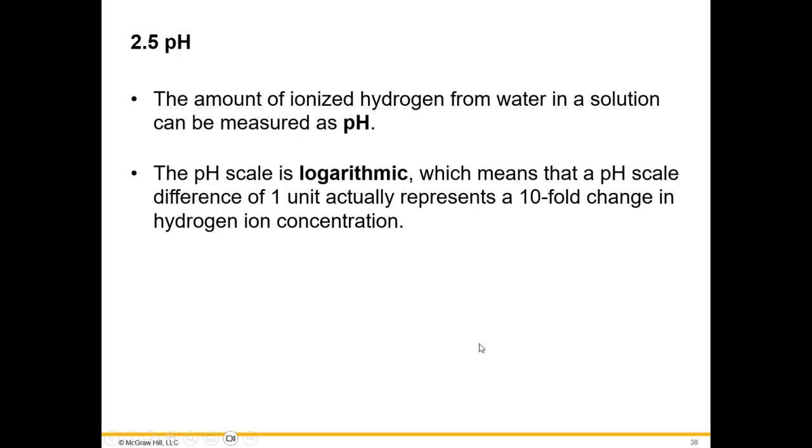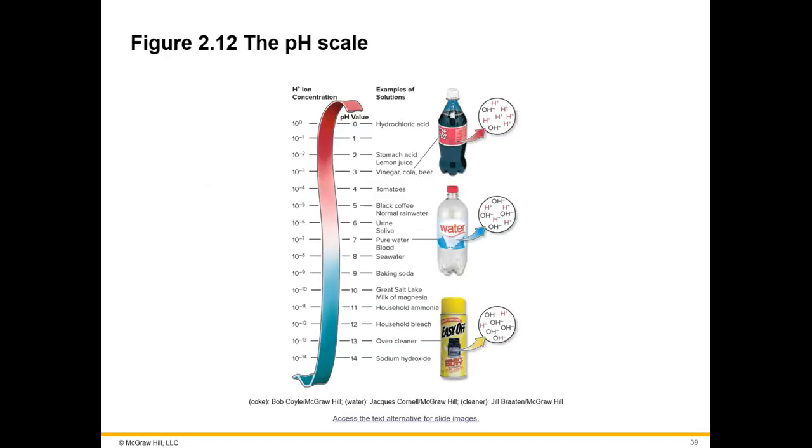Also, the pH scale is logarithmic. So that means whenever you change, it's a scale of 0 to 14. And if you go from 0 to 1 or 1 to 2 or 2 to 3, that's not really representing a difference of 1 because it's scaled. So it's actually representing a 10-fold change with each change in number. You can see over here, it's not a difference of 1, it's actually a difference of 10 to the power of 1.